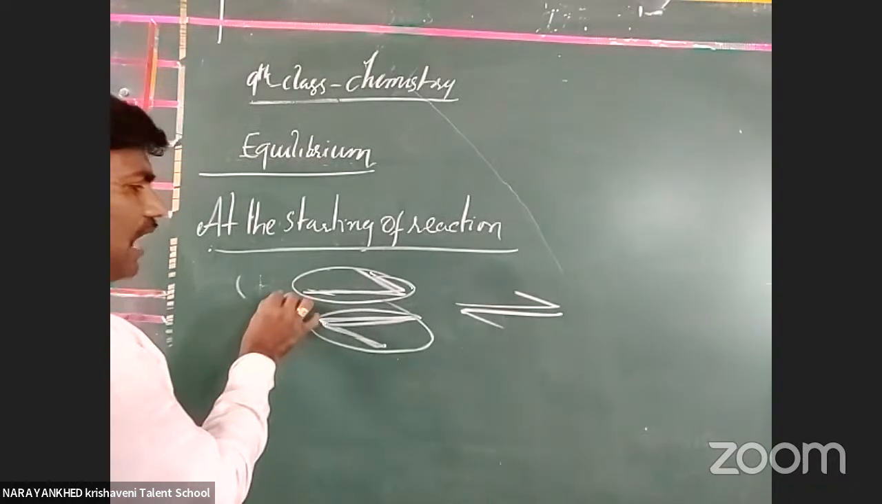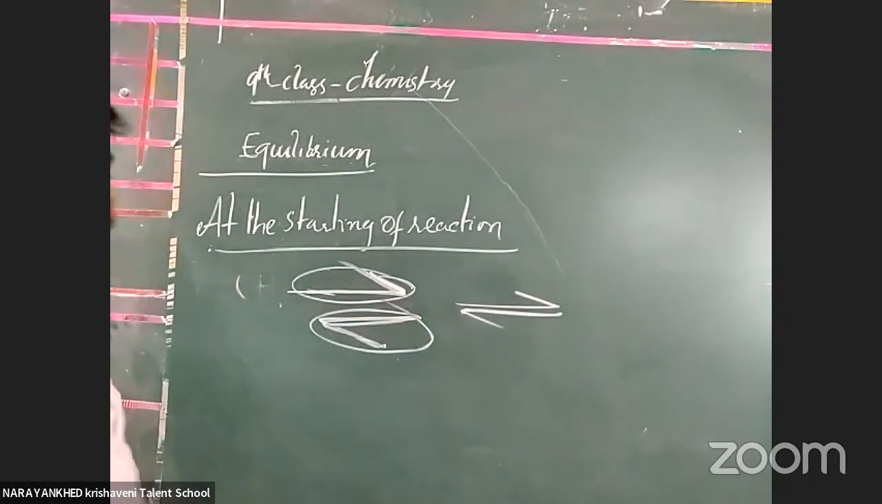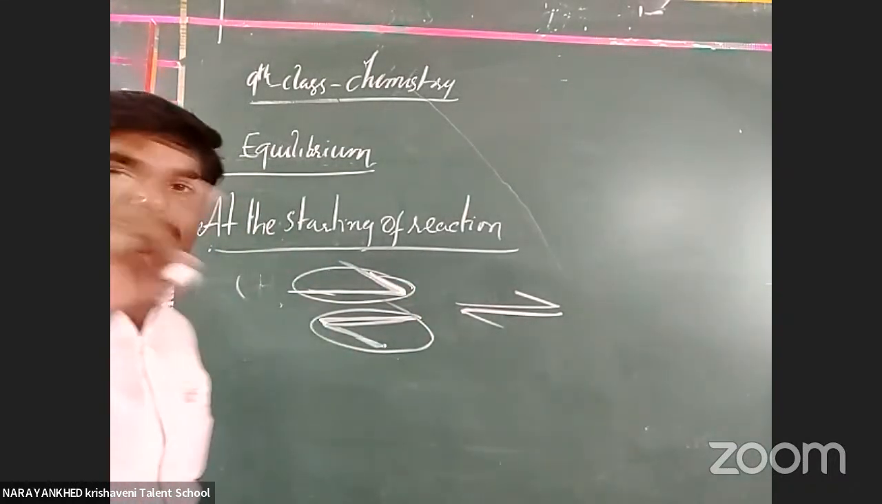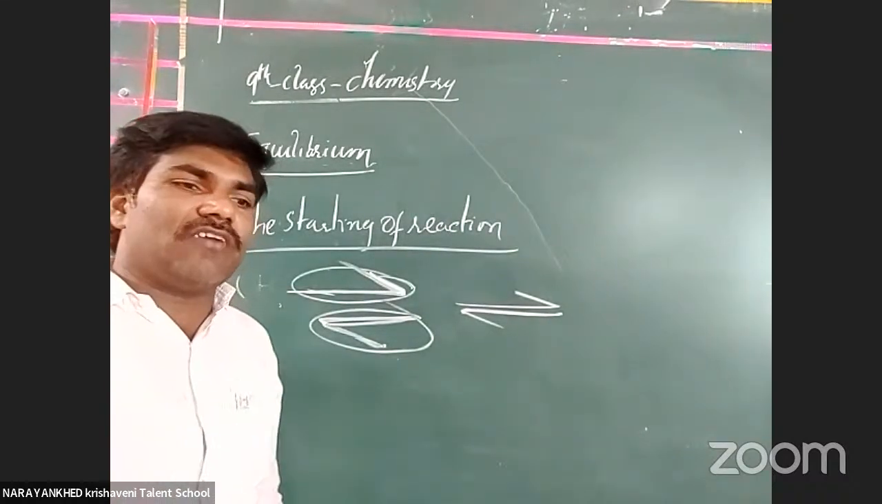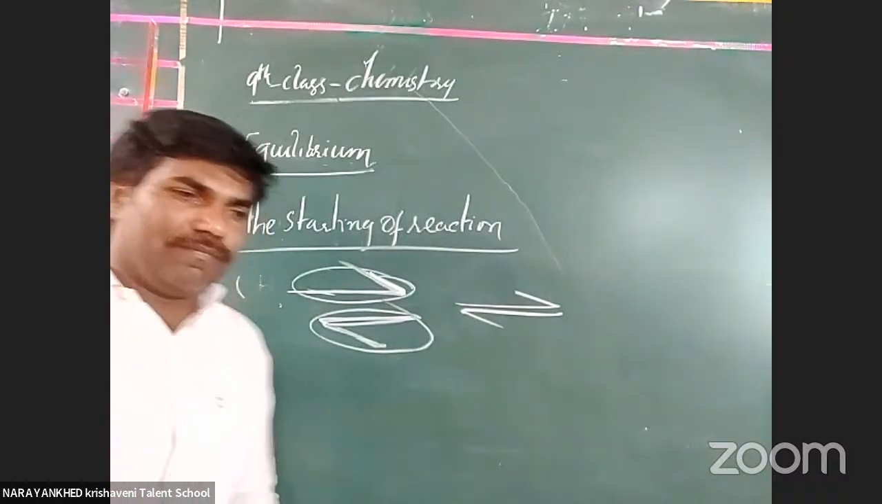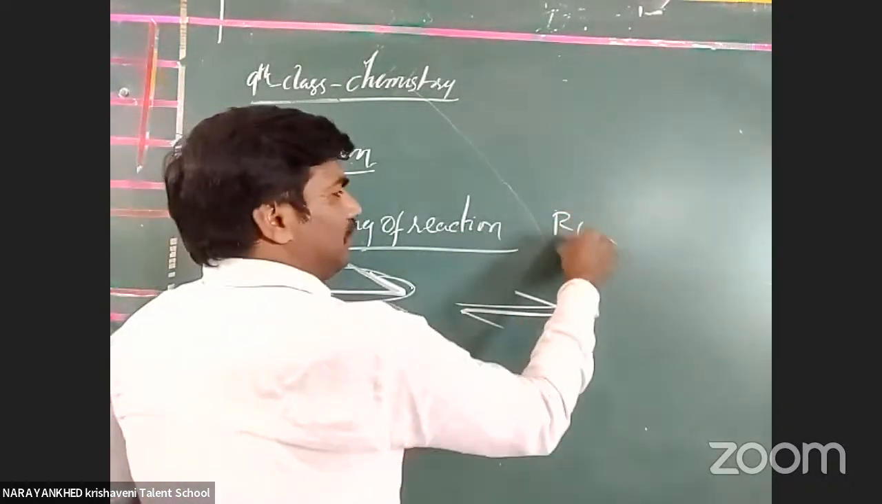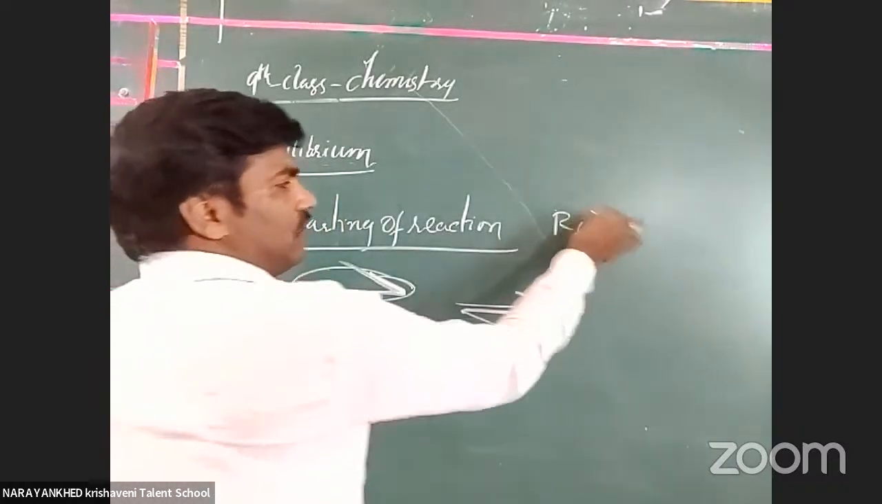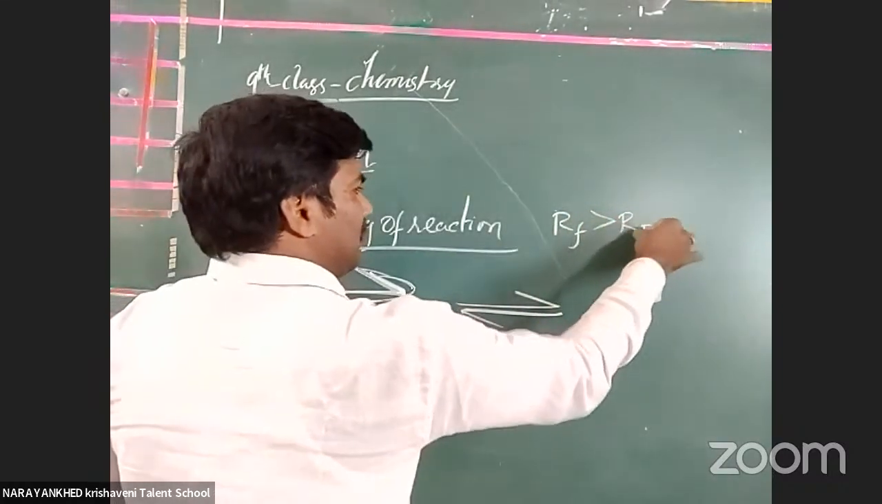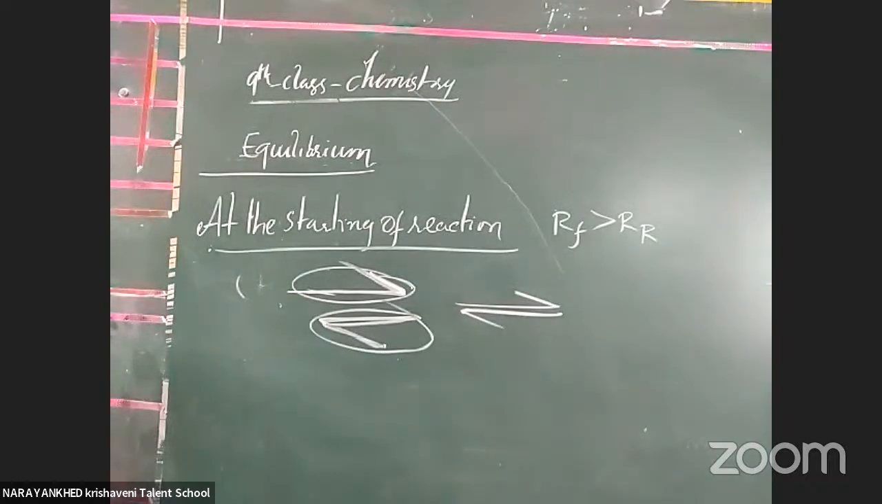At the starting time, the forward reaction rate is a maximum. The reverse reaction rate is a minimum. Okay, clear or not, all the students? The reverse reaction, nothing but the backward reaction rate, is what? A minimum. Here the forward reaction rate is taken as RF. It should be greater than the reverse reaction rate. Okay, clear or not?